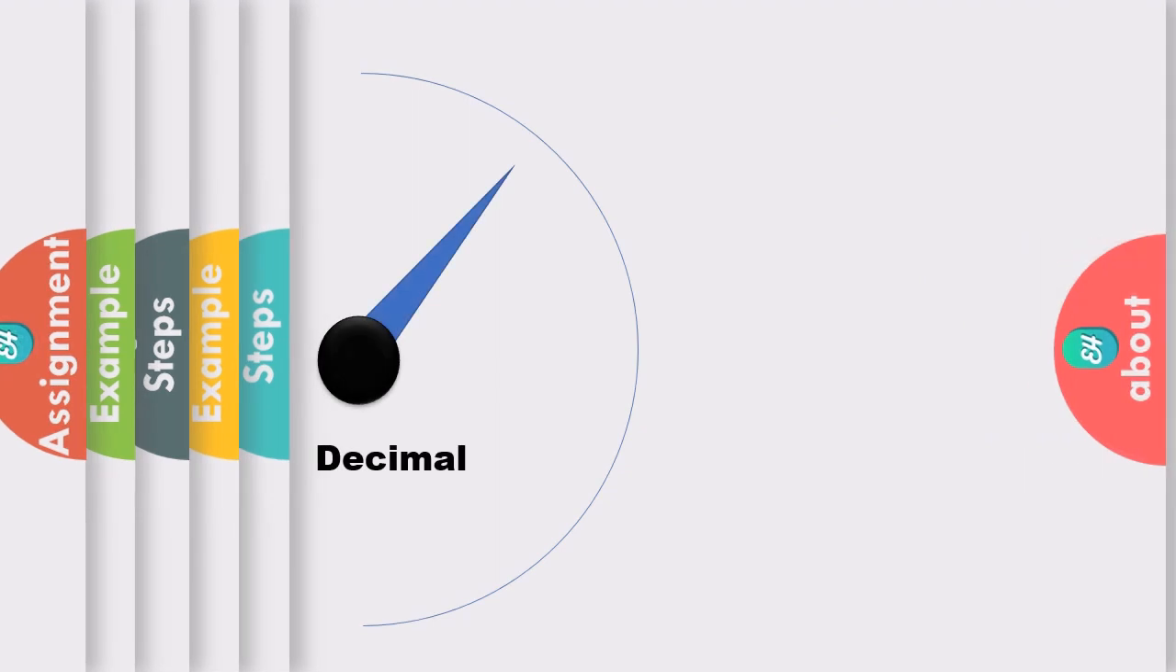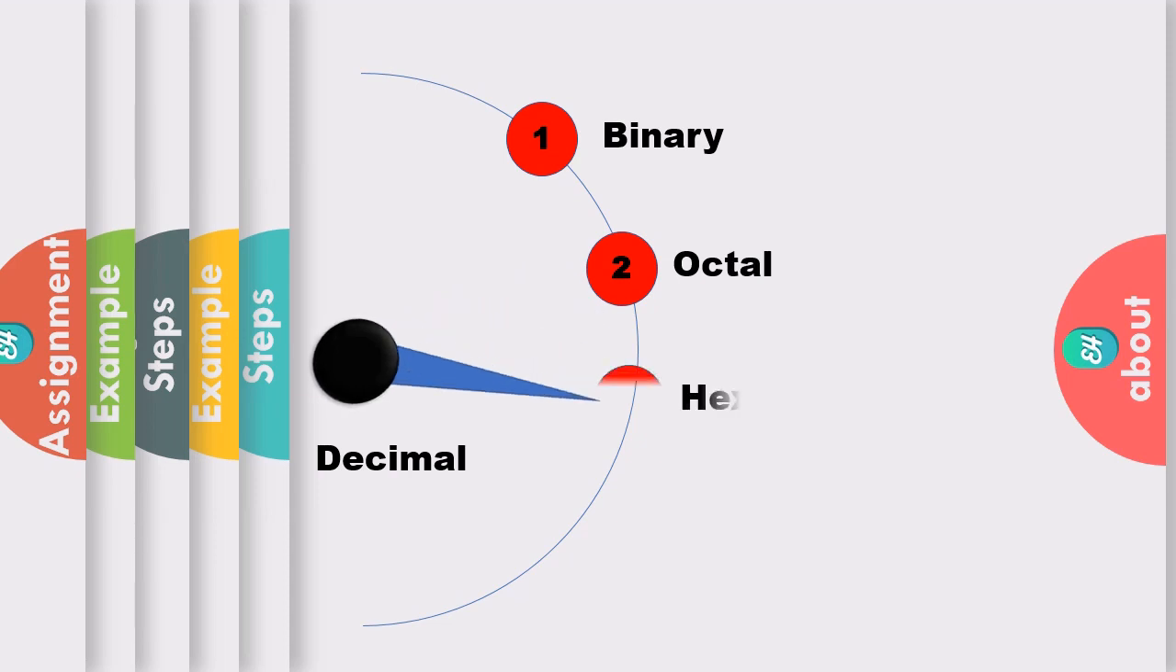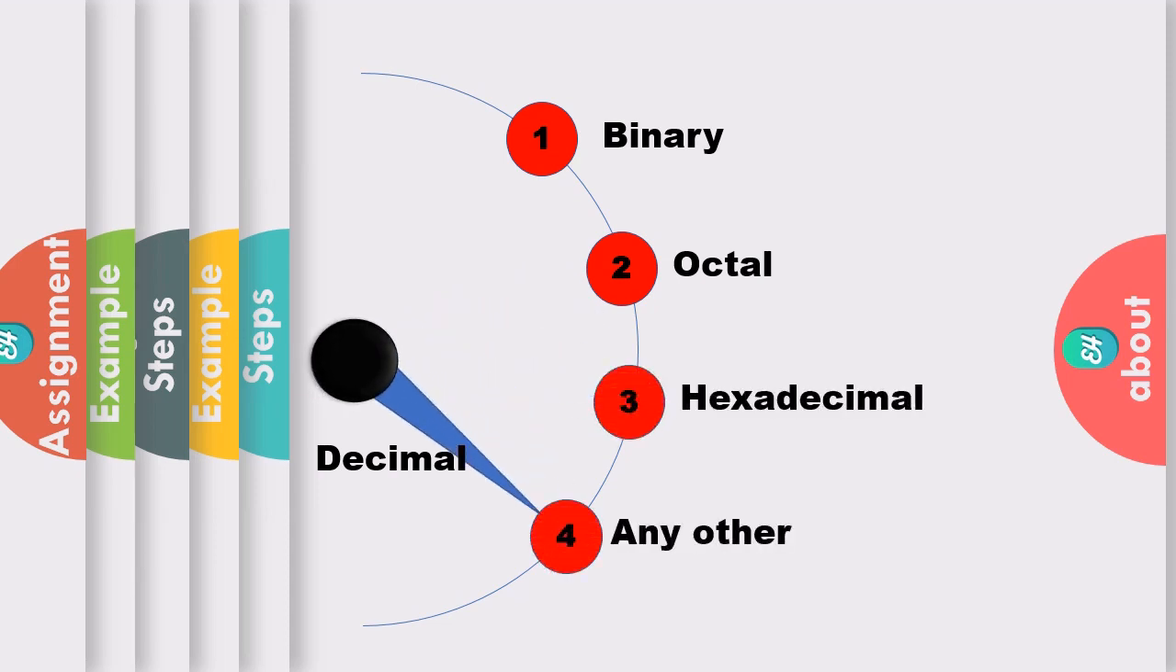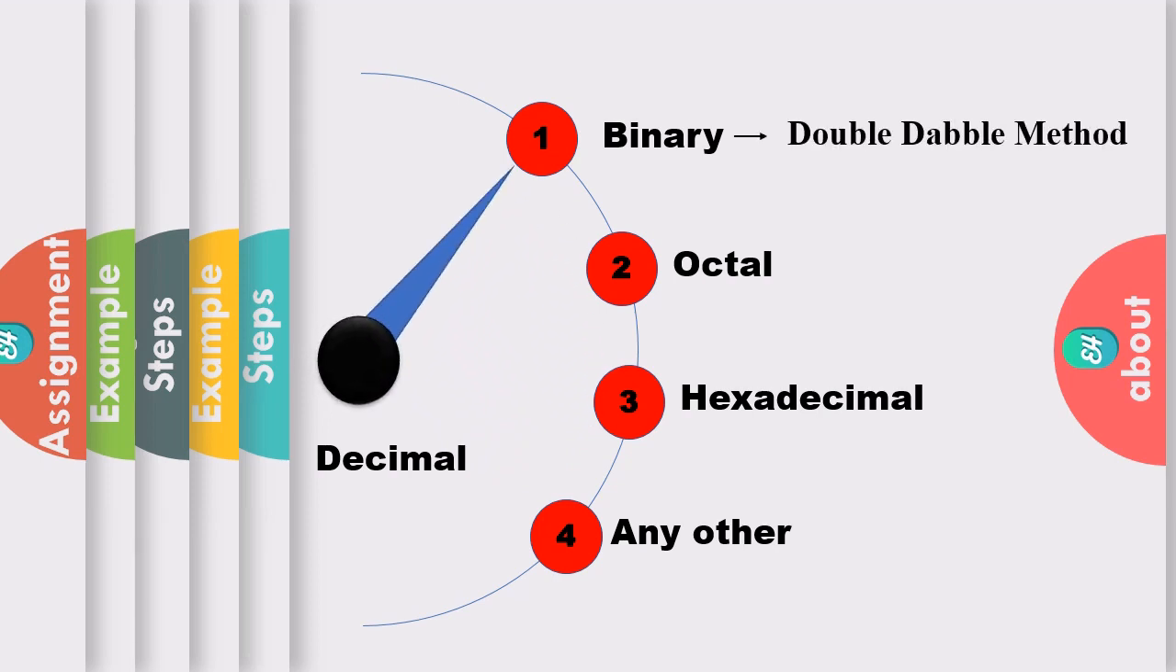A decimal number can be converted to binary, octal, hexadecimal, or to any other number system. We have already studied these number systems in our previous video. If you have not seen that video, then the link is in the description box. Today we are going to concentrate only on decimal to binary conversion. This method is also called as double-dabble method.